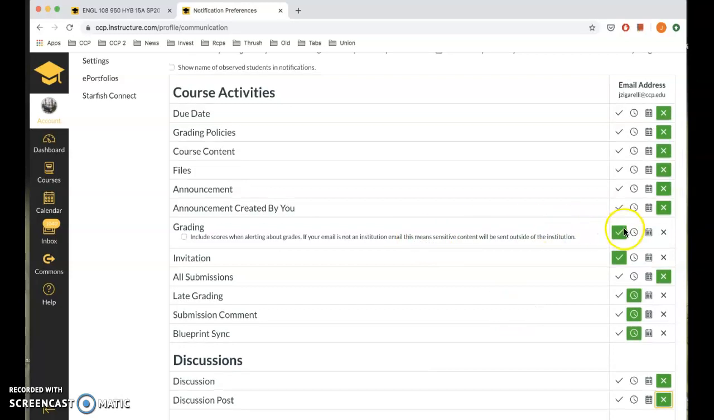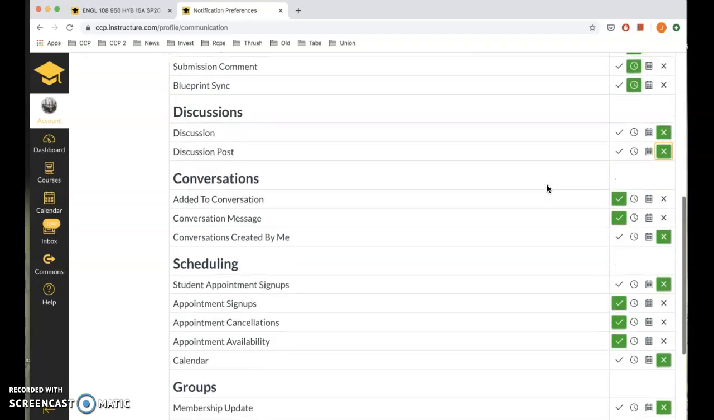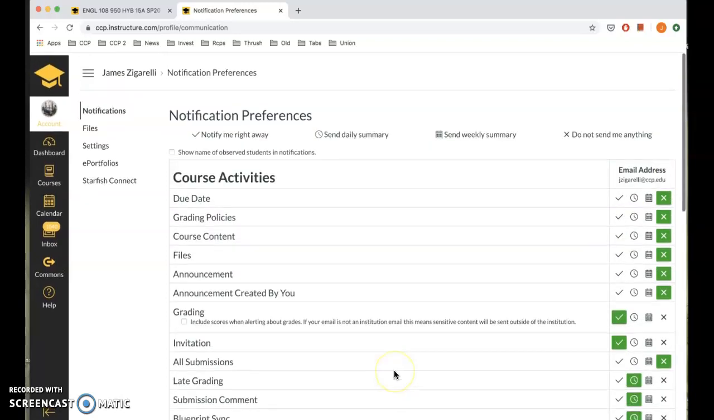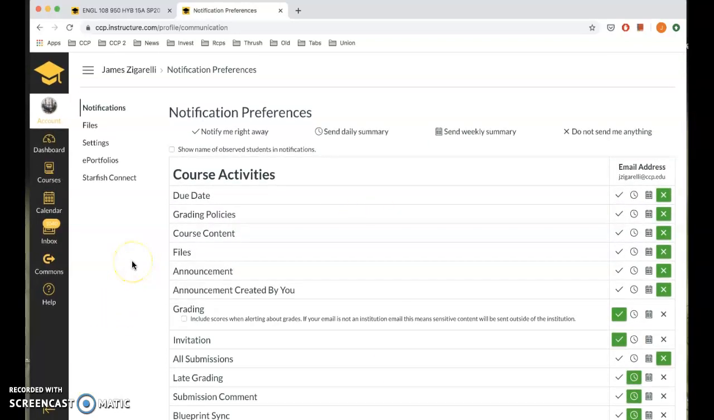Some people like to get an alert when something's been graded, so you can go through each of these and decide what it is that you want an alert for and what you don't want an alert for. I'm all for minimizing notifications and alerts, so I get no alerts about anything on my phone.